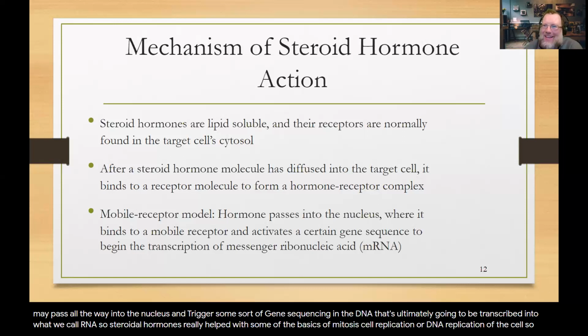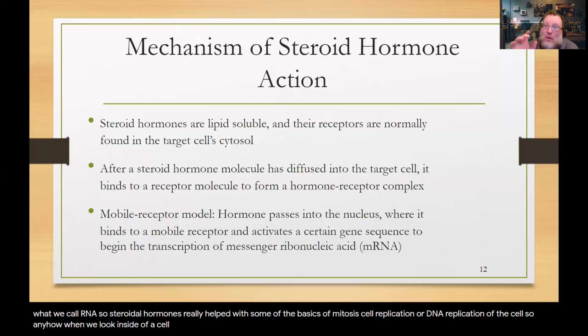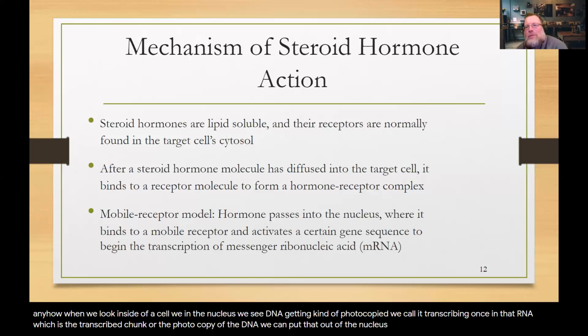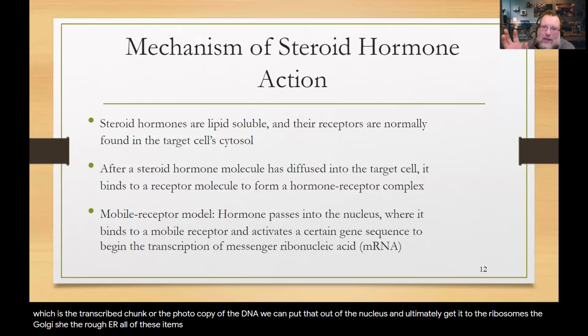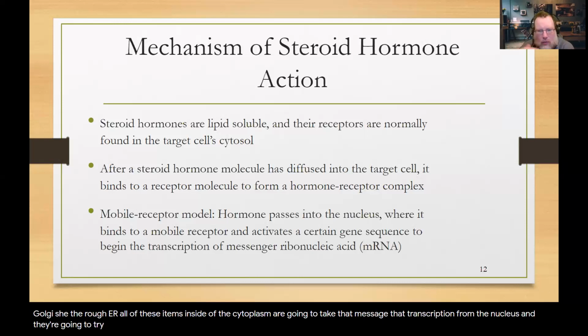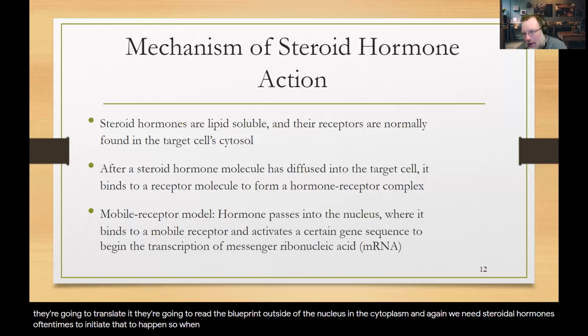So anyhow, when we look inside of a cell, in the nucleus, we see DNA getting kind of photocopied. We call it transcribing. Once in that RNA, which is the transcribed chunk or the photocopy of the DNA, we can put that out of the nucleus and ultimately get it to the ribosomes, the Golgi, the rough ER. All of these items inside of the cytoplasm are going to take that message, that transcription from the nucleus, and they're going to translate it. They're going to read the blueprint outside of the nucleus in the cytoplasm. And again, we need steroidal hormones oftentimes to initiate that to happen. So when we do have genetic mutations, it could be a problem with lipid or steroidal hormone levels.